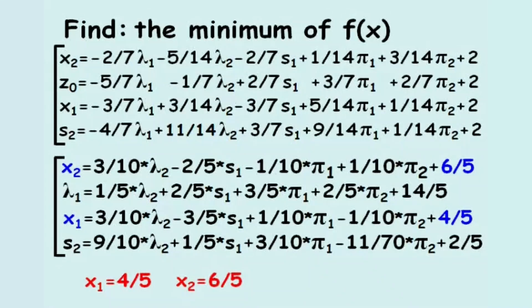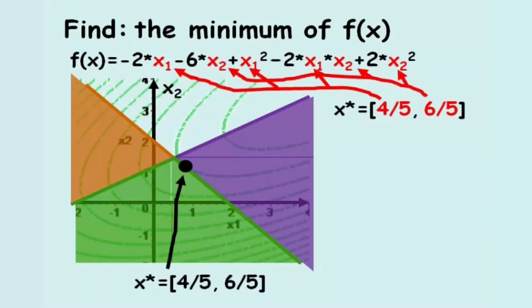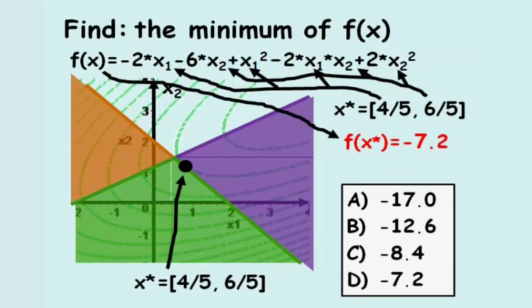If we return to our contour plot, our minimizer, x star, plots on the top right boundary of the feasible region, which makes sense because our first constraint is active. When plugging in 4/5 and 6/5 into the objective function, our minimum value of f of x equals -7.2. When reviewing the possible solutions, the answer is D.